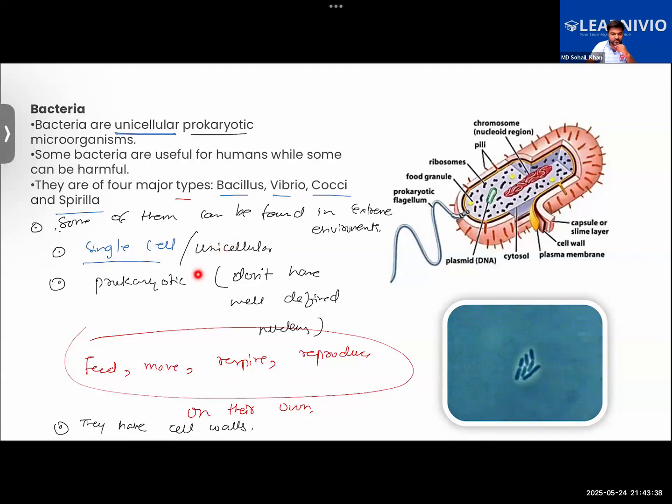They are prokaryotic because they don't have a well-defined nucleus, and most of all, they are different from other organisms in the way that they have a cell wall around them, and they can live independently and are usually found living in groups in a colony. So they can feed, move, respire, and reproduce on their own.